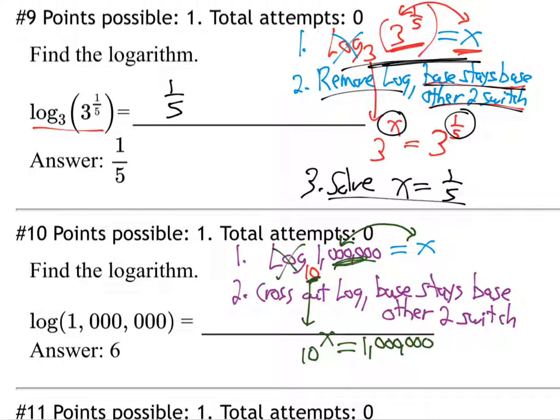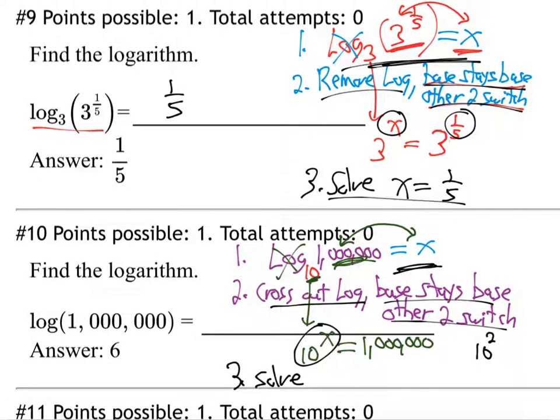Now step 3 is you solve, now that you got rid of the log word. So step 1, we put an x on the right side. Step 2, we cross out the log. Base stays the base, other two switch. We change to exponential form. Then step 3, we need to solve for x. How am I going to solve that for x? 10 to what power is going to be a million?